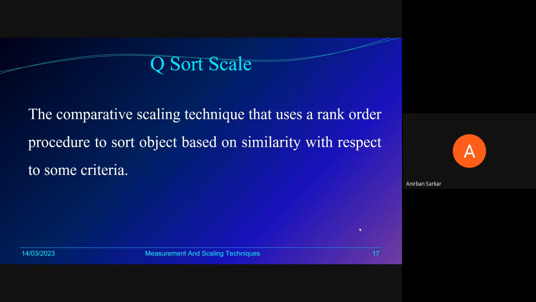Good question. Thank you. So now, let us come to this Q-sort scale. This is a comparative scaling technique that uses a rank order procedure to sort objects based on similarity with respect to some criteria. So you are putting some criteria, and on the basis of the similarity on the criteria, you are actually ranking the objects. This is not so much used nowadays. This is actually not so popular.